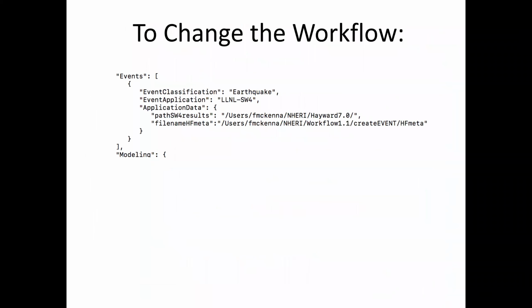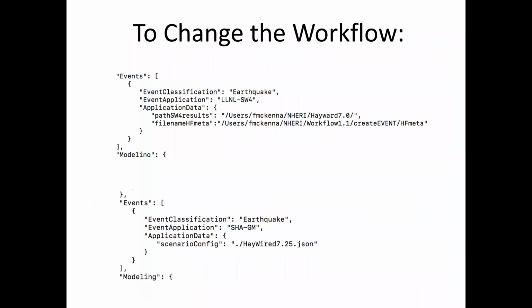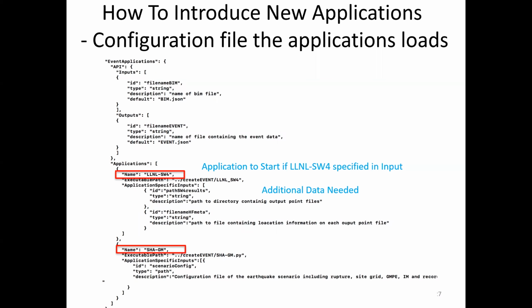So to change the workflow, if I want to run a different simulation, I basically go to my input file and I make a change. Okay, now I can run a different regional simulation. Instead of using the results from the Lawrence Livermore SW4 program, I'm going to use OpenSHA to do my simulation. So how do I do this?